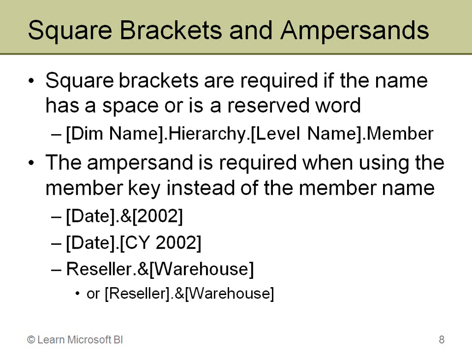So here are two examples: date dot ampersand 2002 in square brackets compared to date dot CY space 2002 in square brackets. Because 2002 is the actual underlying key, it has the ampersand in front of it. CY 2002 is the member name. It's just CY and a space were concatenated on the front of the actual value. That's what gets displayed. You'll notice underneath that there's an example, reseller dot ampersand warehouse, or underneath it, again, it's just reseller, but now resellers in square brackets. It wasn't before. They're equivalent. Either one will work just fine.